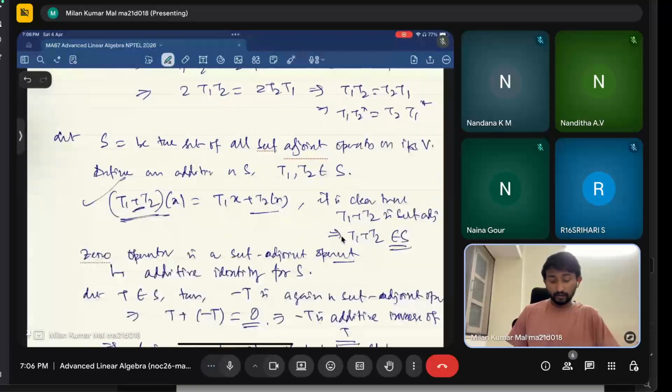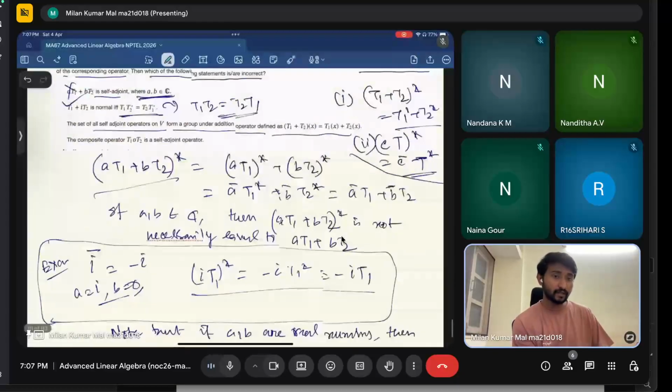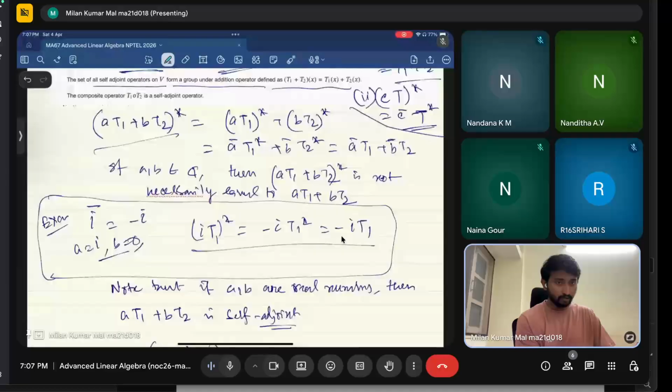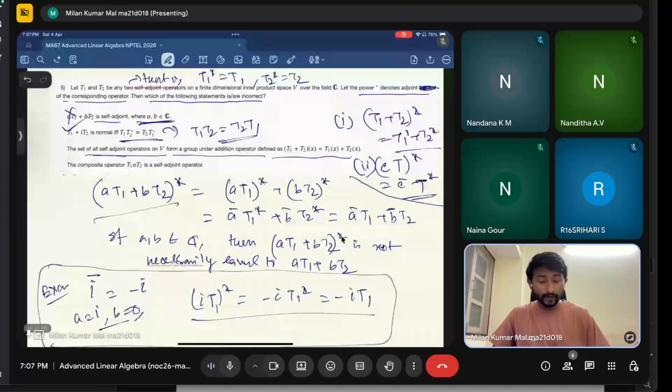Okay, so I hope all of you know what a group is, but I already said a group is a structure with an operation that has to be closed under that operation. There should exist an identity with respect to that operation, and there should exist an inverse of every element with respect to that operation. This is what a group is. So T, the set of all self-adjoint operators on V, forms a group under the addition of operators defined by this. So this is the correct option.